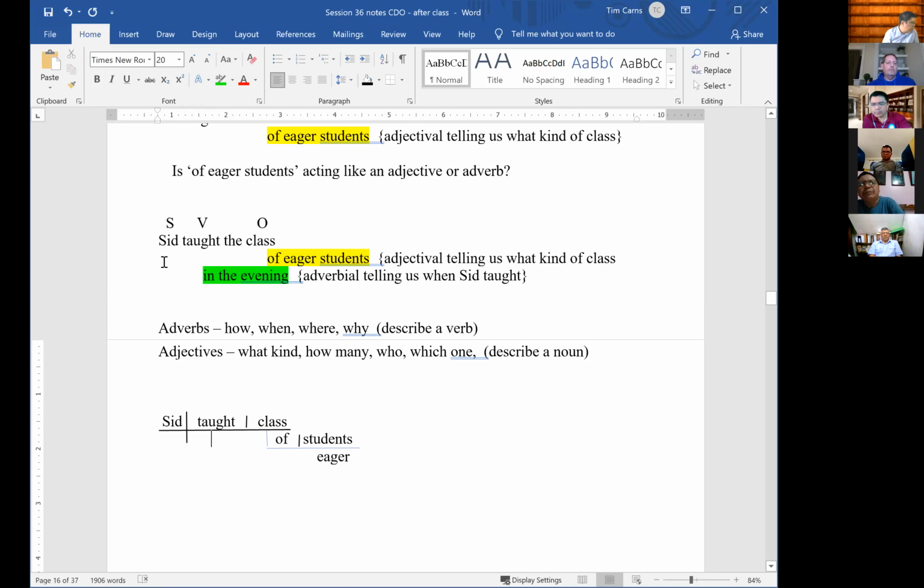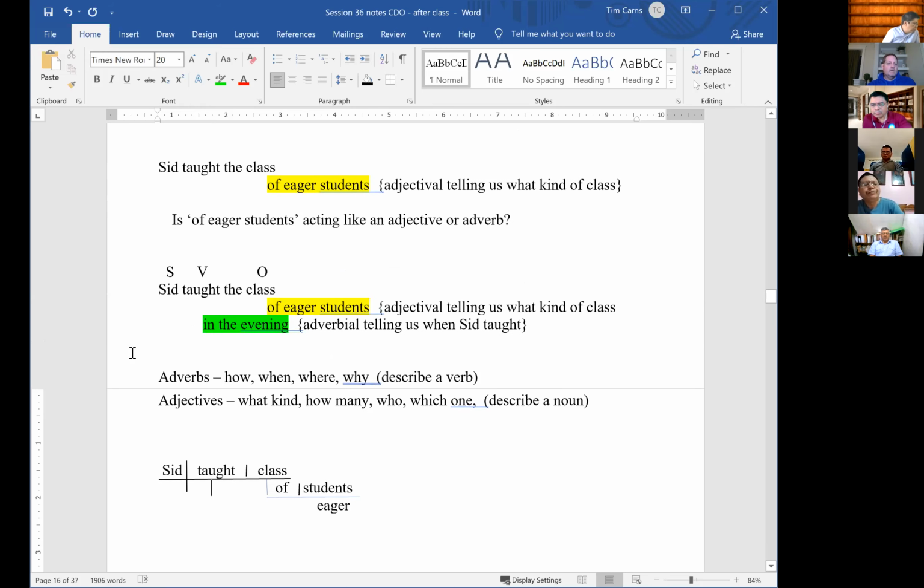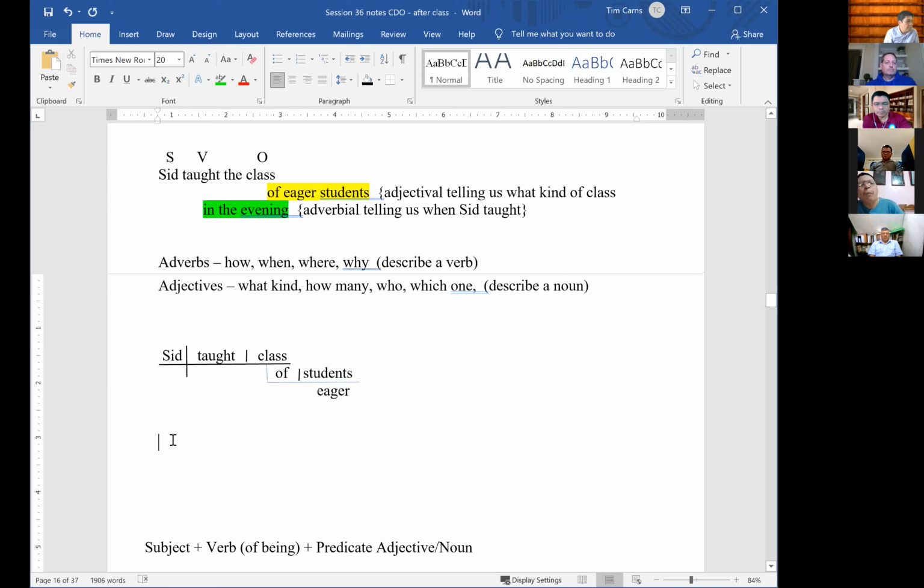So for example, if we were to add more to this sentence here: Sid taught the class of eager students in the library after lunch, which was very good.